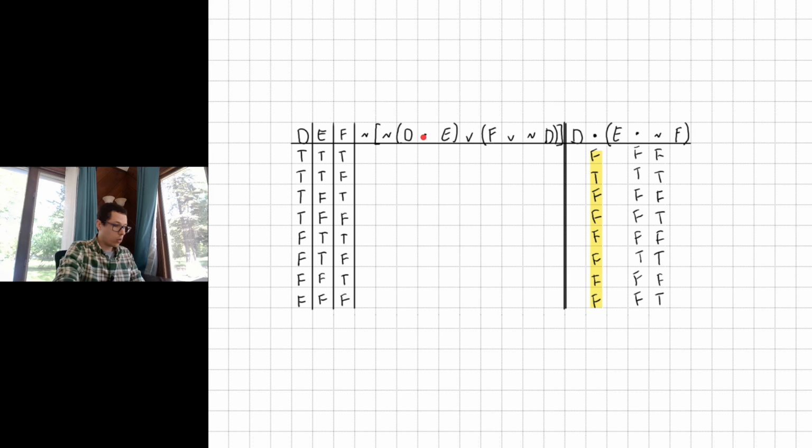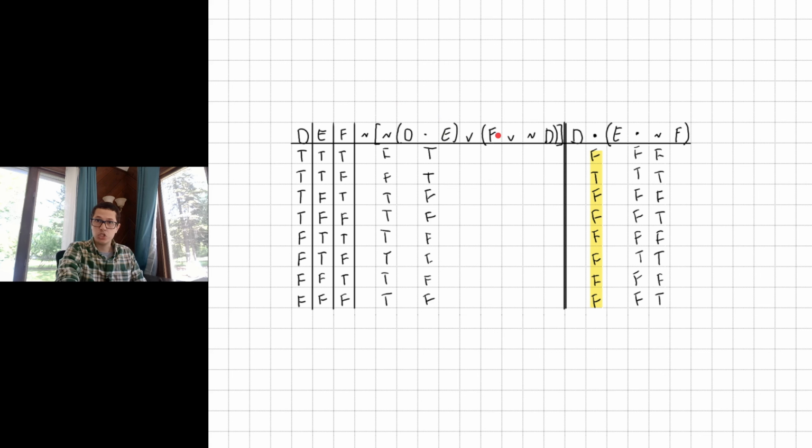So we need to know the value of D and E. D and E are the first two atomic statements here. So true and true, that's true. True and true, true. True and false, false. True and false, false. These four rows here are all false. So I know that these four are also going to be false. And then to evaluate the negation, I just need to invert this, right? So we're going to have false, false, true, true, true, true, true, true. And now we have the value of the disjunct on the left.